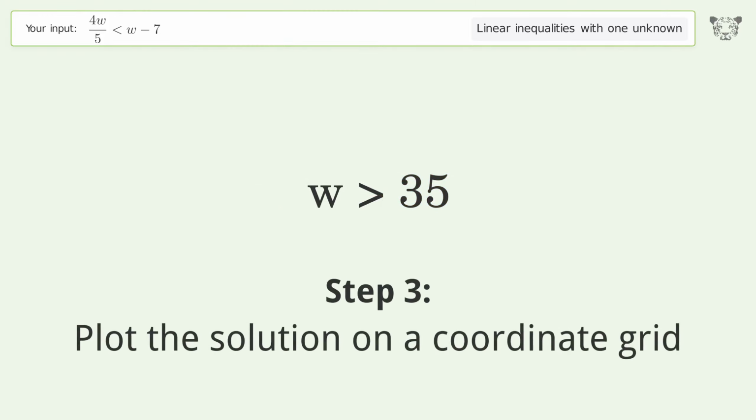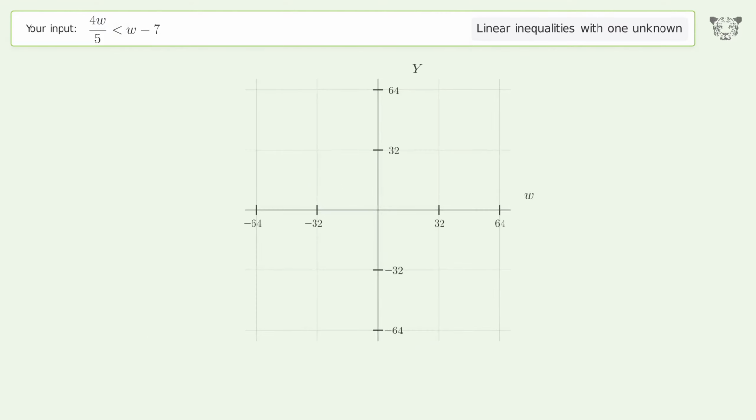Plot the solution on a coordinate grid. And so the final result is w greater than 35.